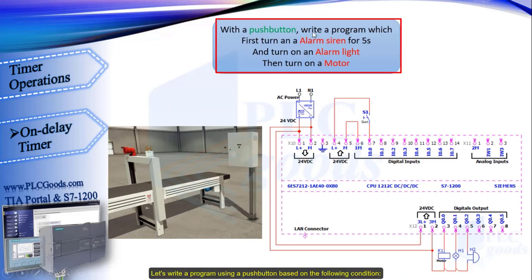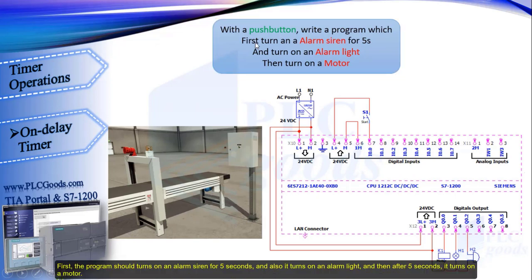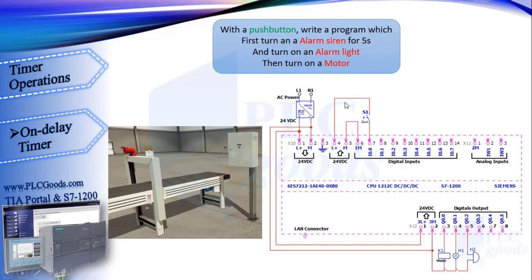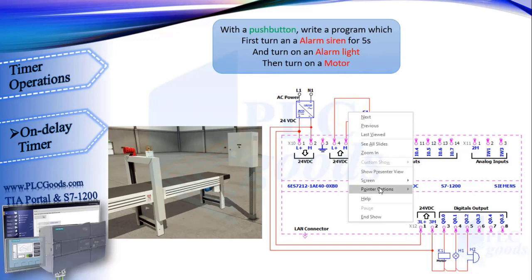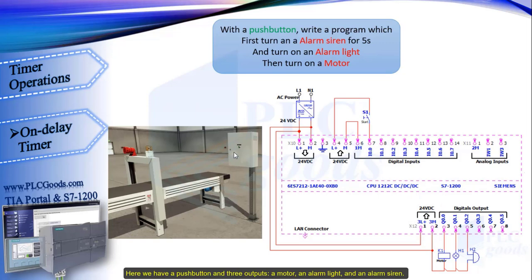Let's write a program using a push button based on the following conditions. First, the program should turn on an alarm siren for 5 seconds. And then it turns on an alarm light. And then after 5 seconds, it turns on a motor. Here we have a push button and 3 outputs: a motor, an alarm light, and an alarm siren.